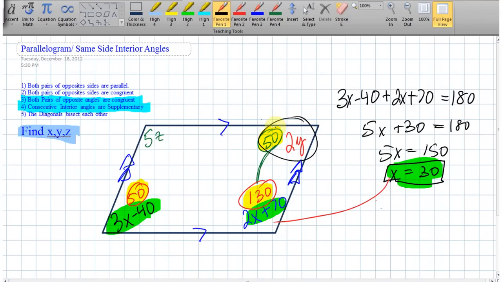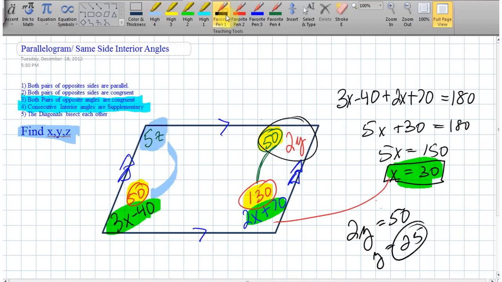And so how does that help? Well, now I can set up an equation. 2y equals 50. What does that mean? Well, y is 25. And so let's look at z in here, and what do we know? Well, that angle has to be 130 degrees, and that's for two reasons. One, these two angles are supplementary, and then the opposite angles are congruent.